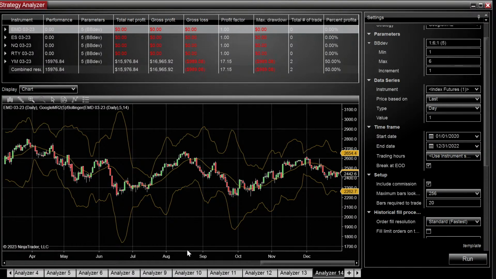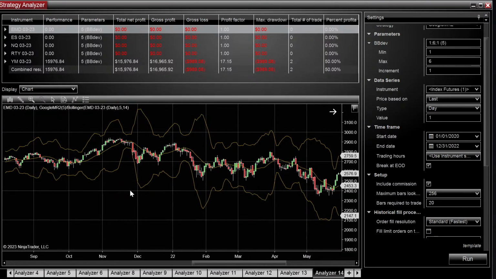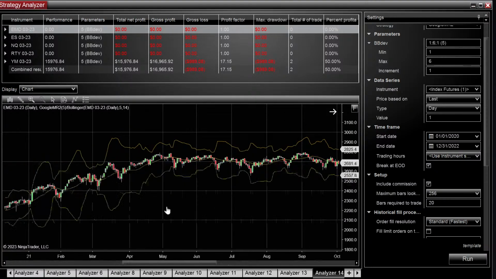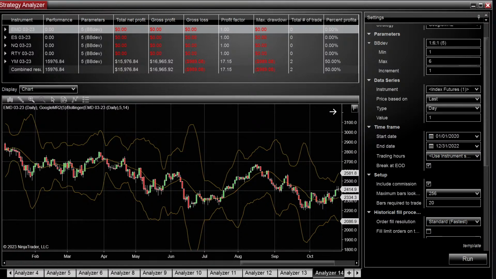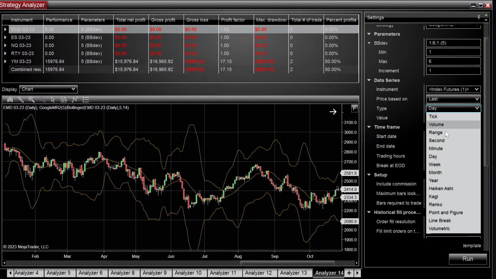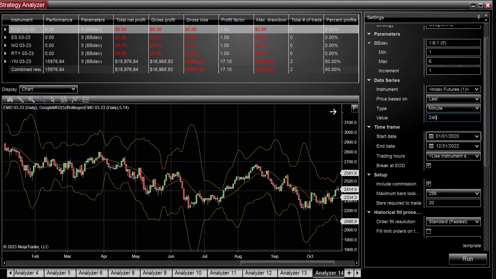It chose the 5 because we're optimizing for net profit. So basically it said any deviation you choose, we're losing money, so you're better off just not taking any trades. It's pretty funny. So let's go down to the minute.